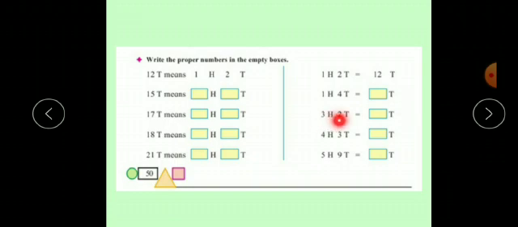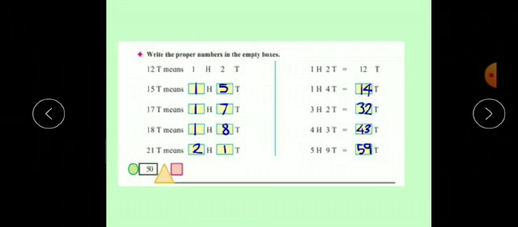Similarly 1H 4T means 1 4, 14T. 3H 2T means 3 2, 32T. 4H 3T means 4 3, 43T. 5H 9T means 5 9, 59T. In this way you have to solve this example in the textbook itself. Okay, textbook page number 50, and after that see the answers from here.